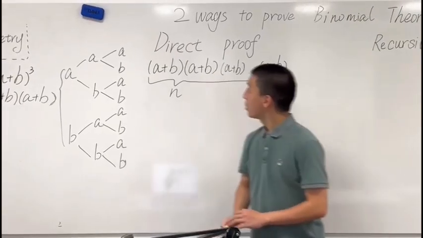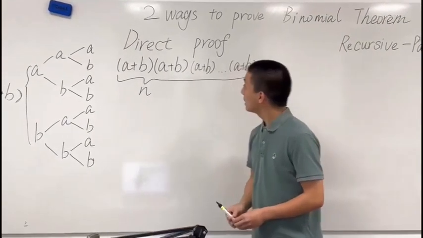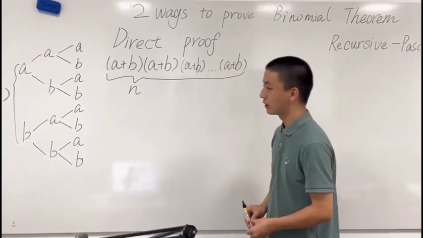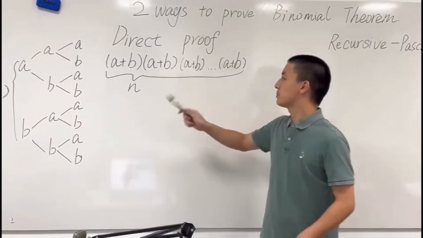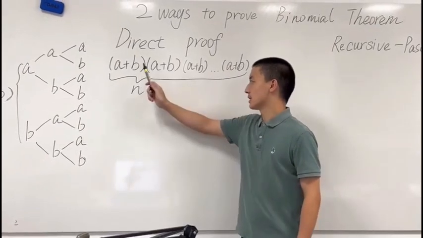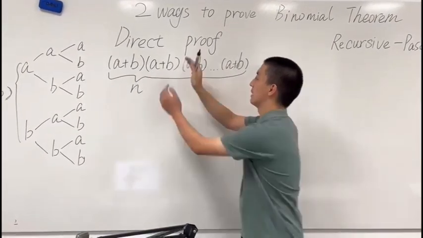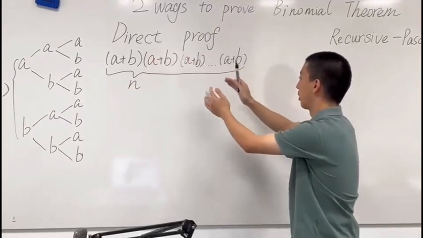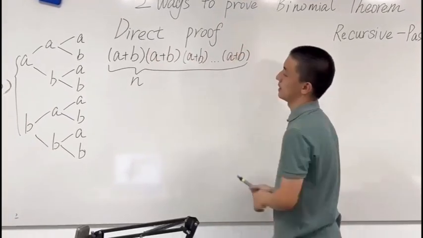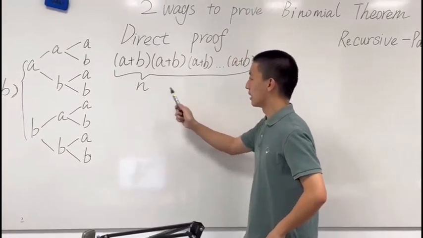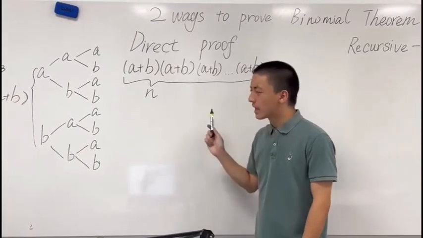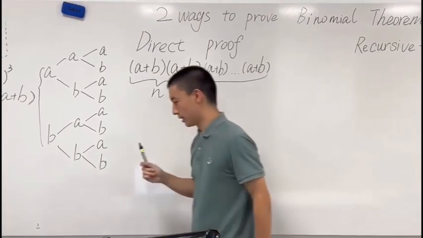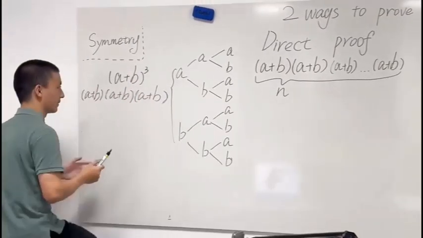So the second part: we will directly prove the binomial theorem. Actually, (a plus b) to the power of n is the same as (a plus b) times (a plus b) times (a plus b) times (a plus b). We have n copies of (a plus b) multiplied together. So how can we get the coefficients? I have an interesting way.